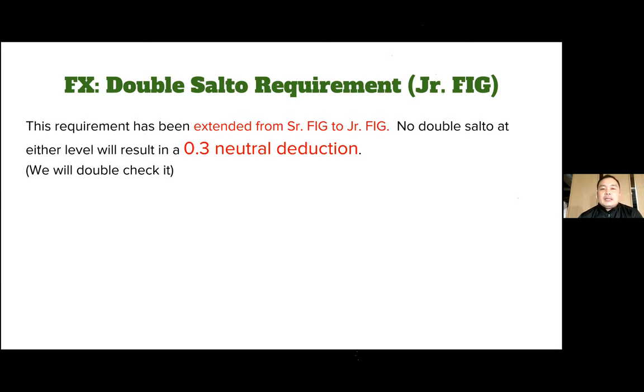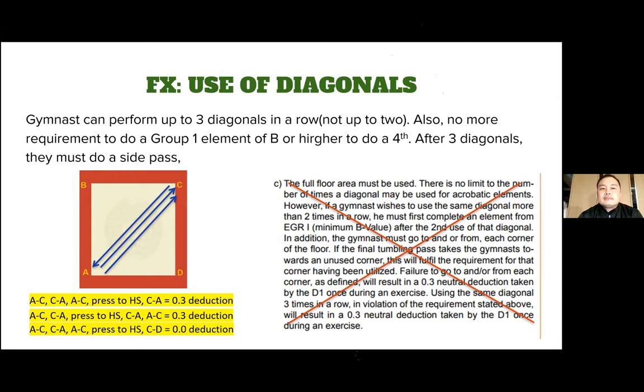And use of diagonals. A gymnast can perform up to, as you can see in the published new code of points, maybe two diagonals, and they must perform an element group minimum B value. But I think this is removed, so this is a little bit changed. So three diagonals in a row, and also no more requirement to do a group one element of B or higher to do a fourth.